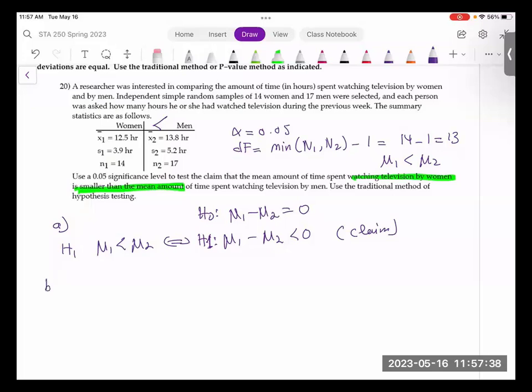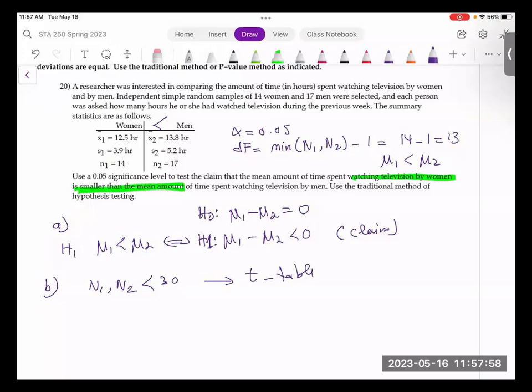Now, let's go with B. We're going to decide what table we're going to be using. So obviously here, the n's, n1 and n2, they are less than 30. So definitely we are using the T table. And this is good enough for us to move to the T table.